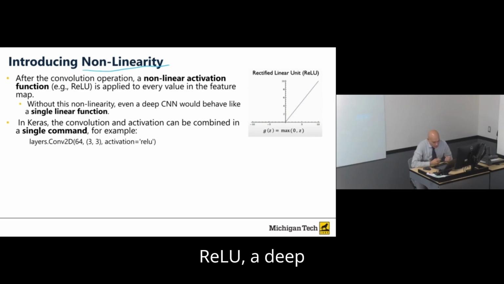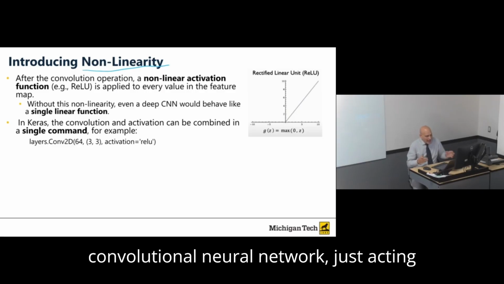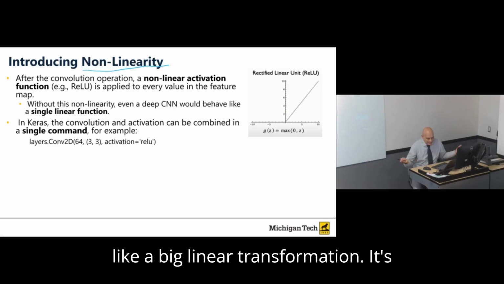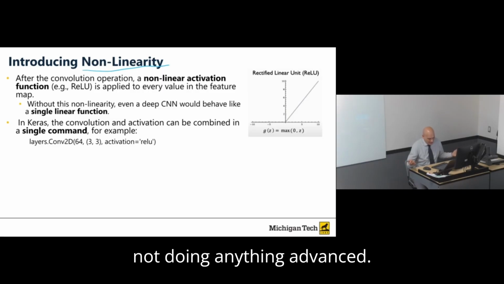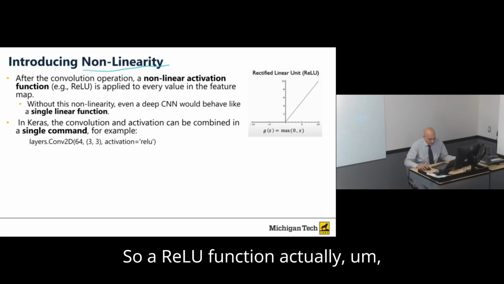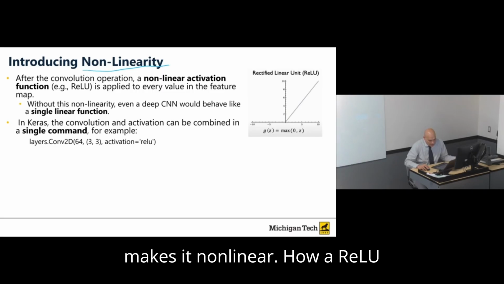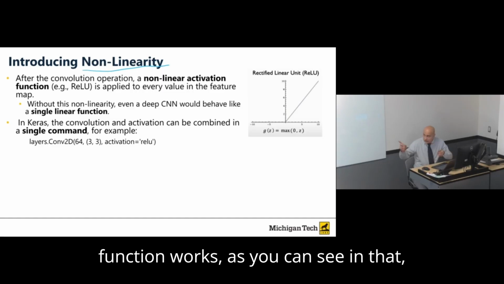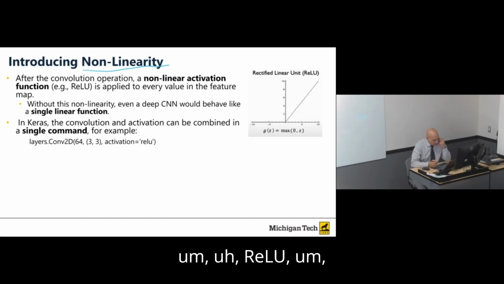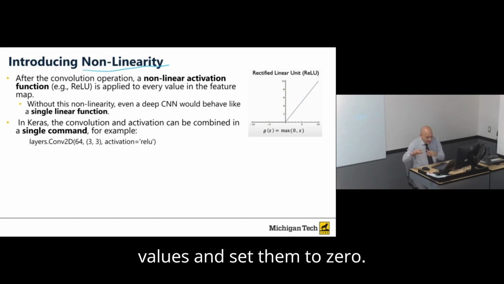Without ReLU, a deep convolutional neural network is just acting like a big linear transformation. It's not doing anything advanced. So the ReLU function actually makes it nonlinear. How the ReLU function works, as you can see in that ReLU diagram, is it simply takes any negative values and sets them to 0.